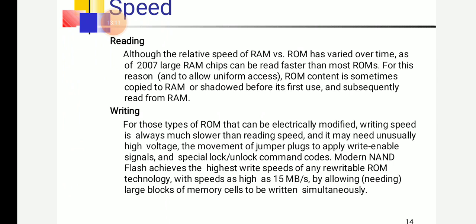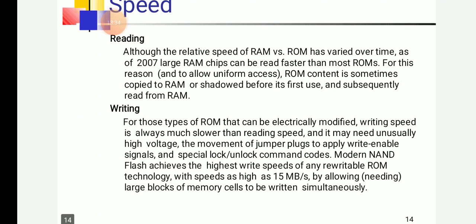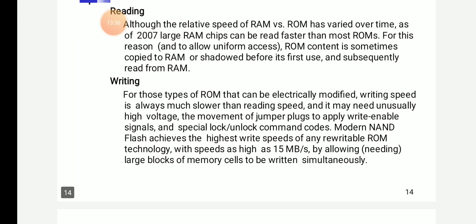Although the relative speed of RAM versus ROM has varied over time, as of 2007 large RAM chips can be read faster than most ROMs. For this reason, ROM content is sometimes copied to RAM, or shadowed, before its first use, and subsequently read from RAM.